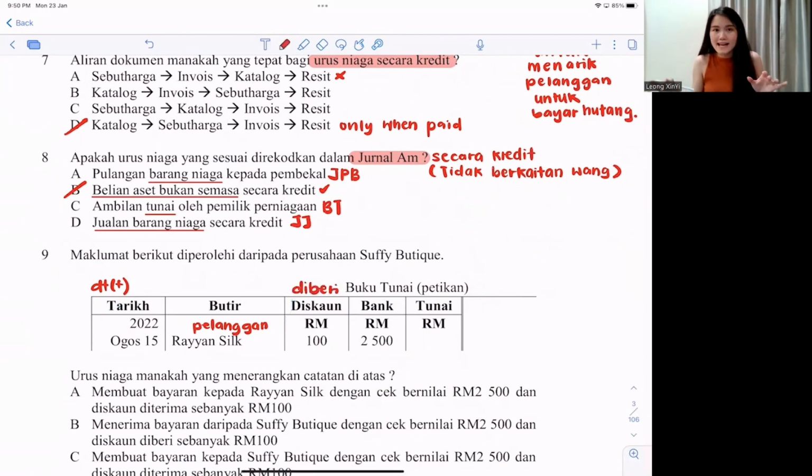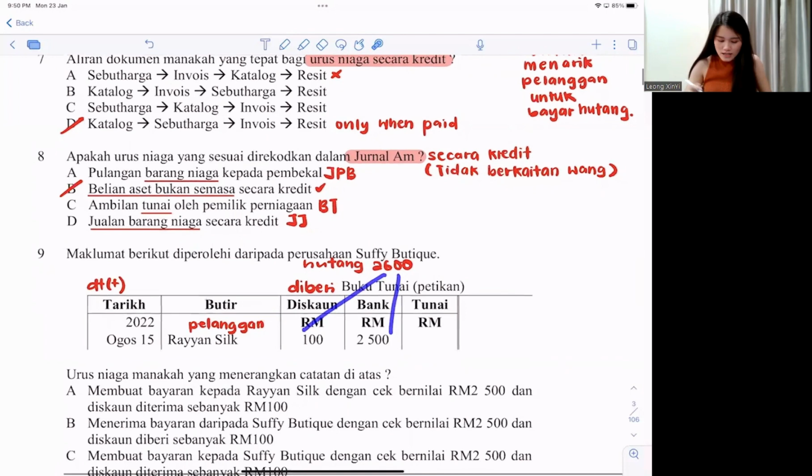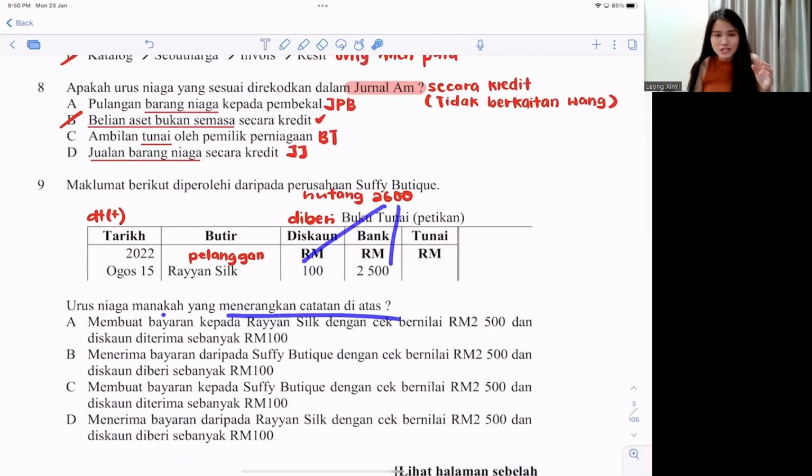Delivery. So what is their initial hutang? The hutang is both combined. So means before the discount, it's supposed to be 2,600. So it's because I give them an additional discount of 100 ringgit. So that's why they only pay me 2,500. Okay, so urus niaga manakah yang menerangkan catatan di atas?